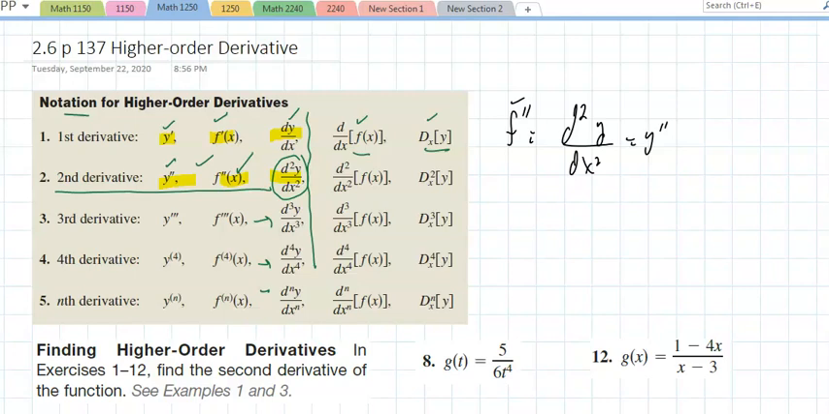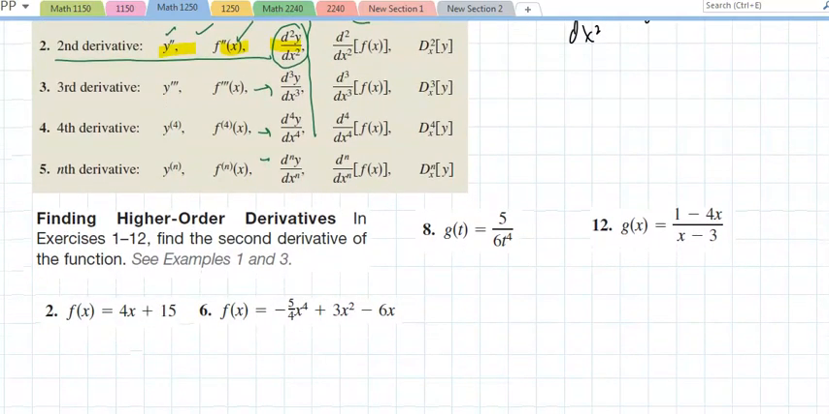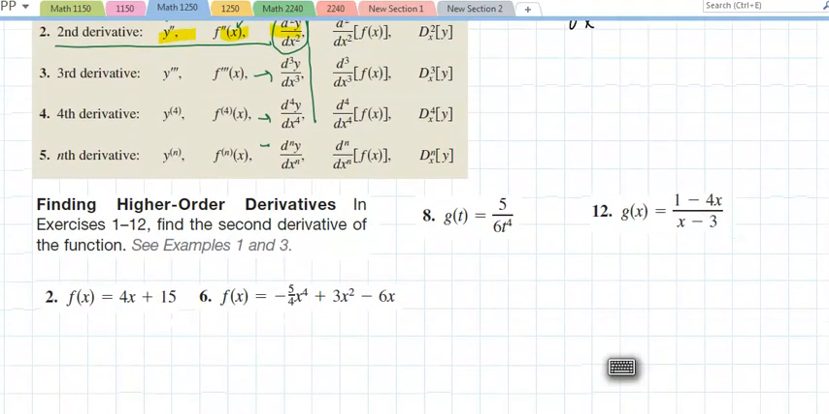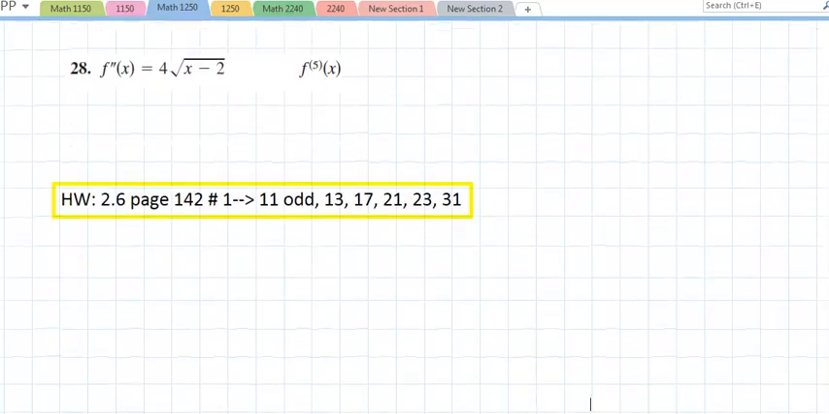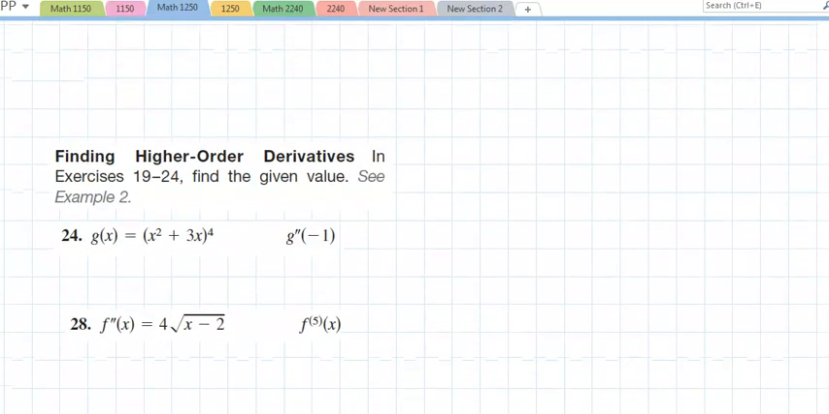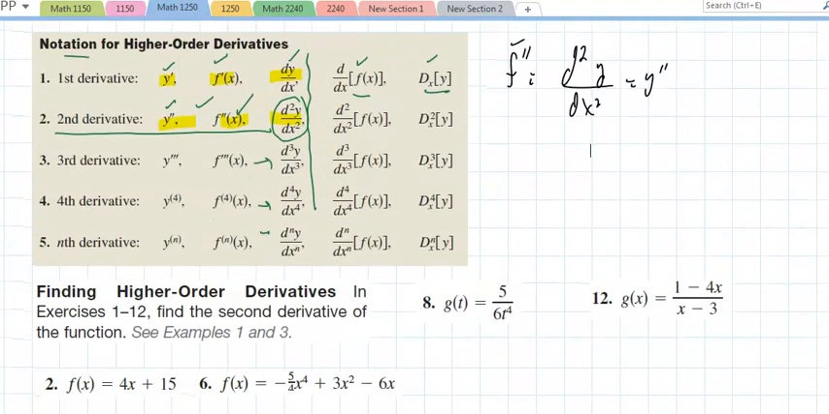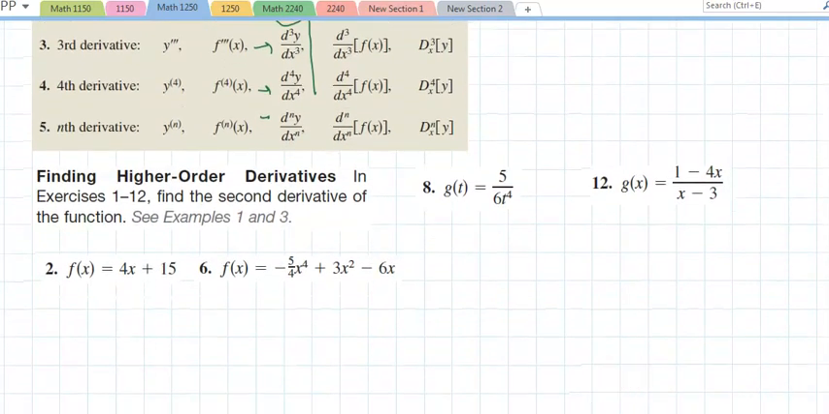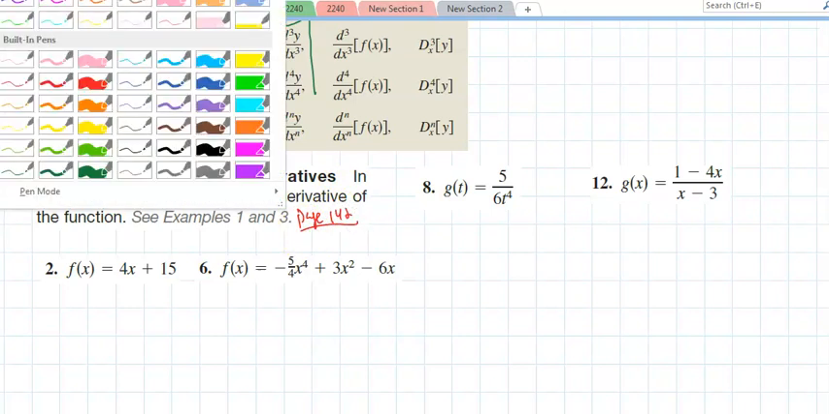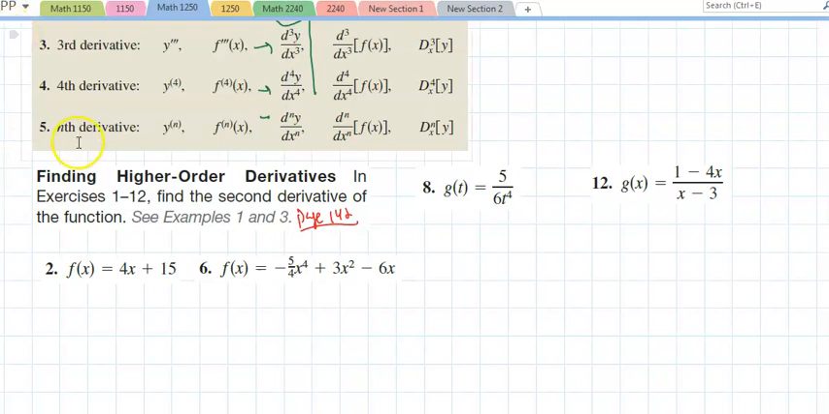So if I look at the first set of problems, I forgot the page with all the excitement. Page 142. If we weren't using the application for this, I wouldn't have covered it, but we need it. So the more practice we do, the better off we are.